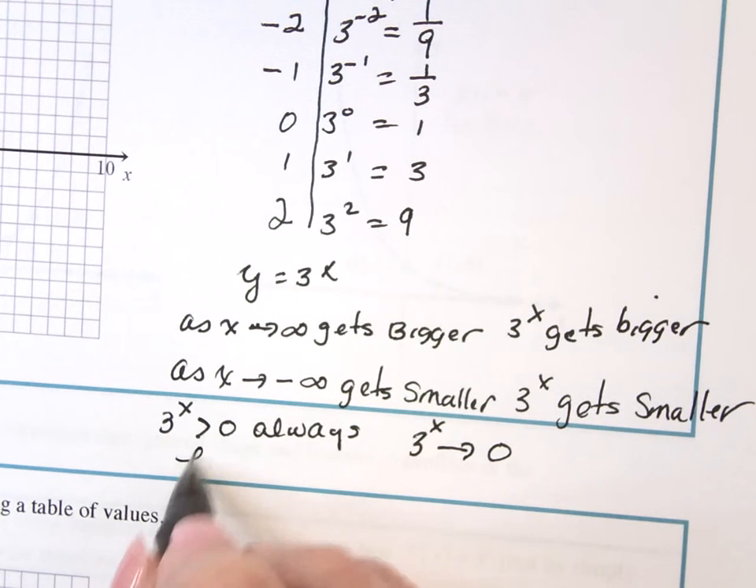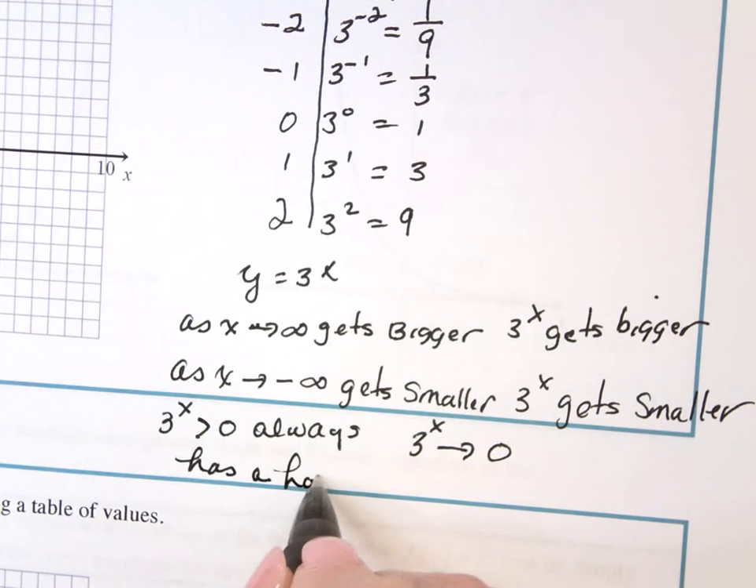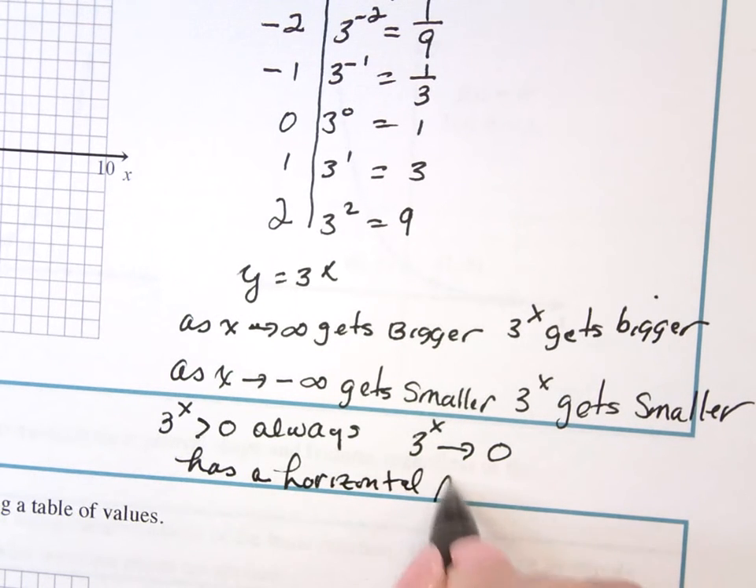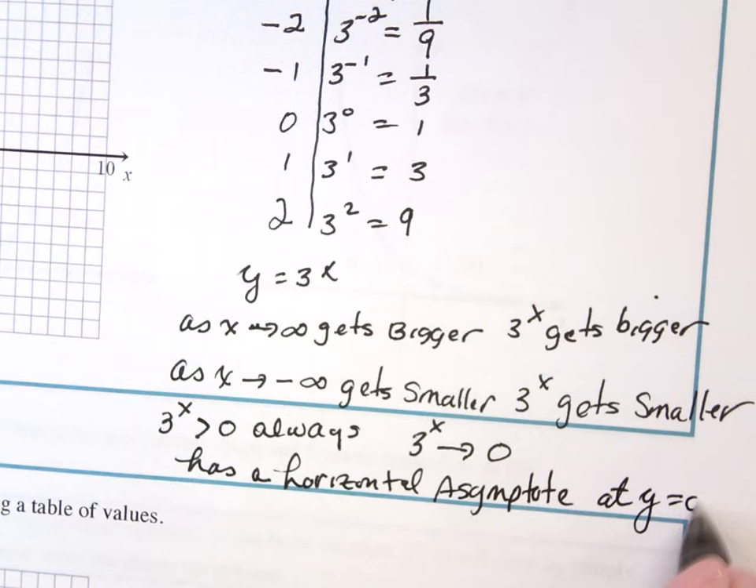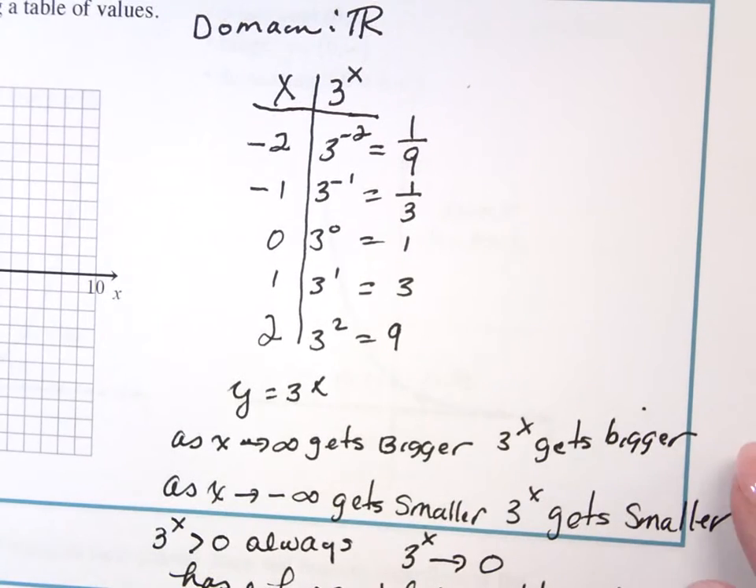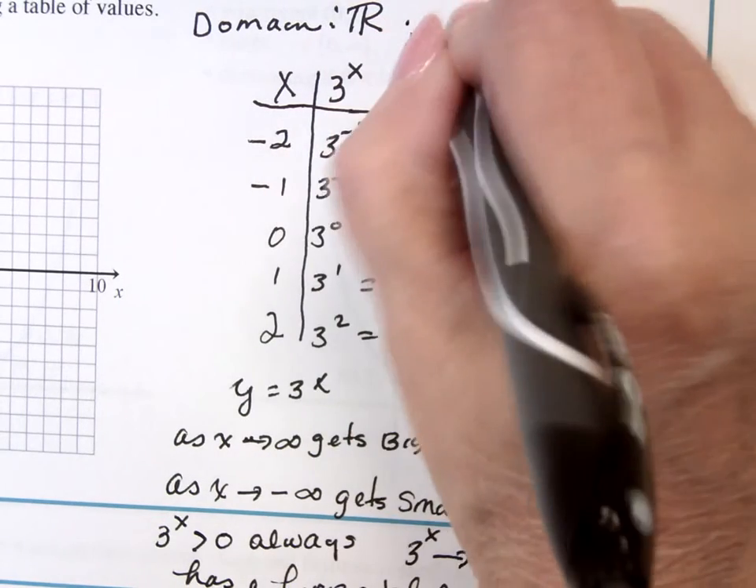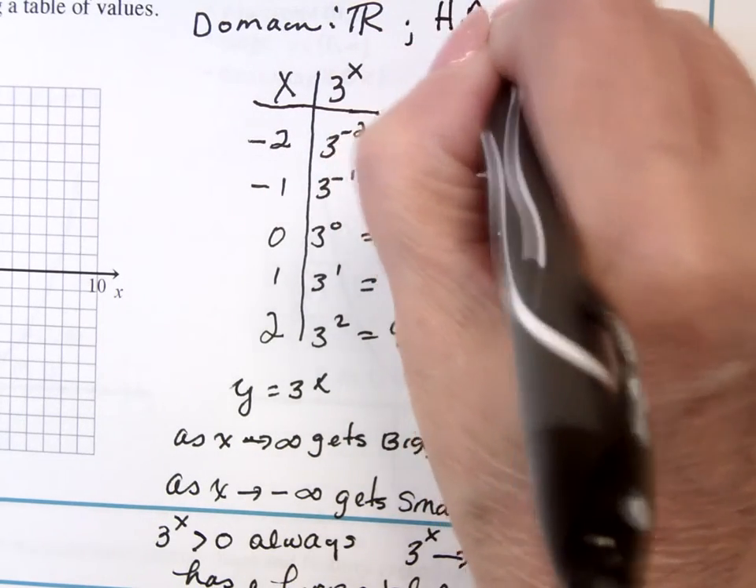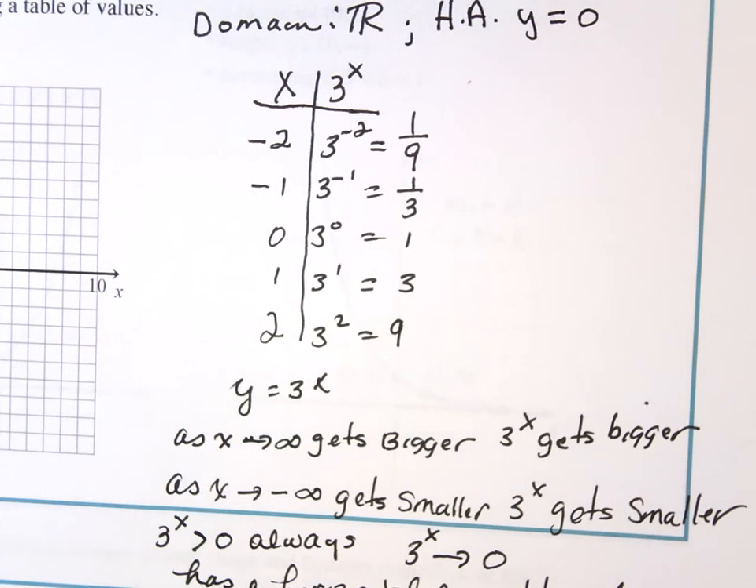So this means he has a horizontal asymptote at y equals 0. That's going to be a characteristic of the exponential function, the basic exponential function. Because when you do transformations, asymptotes will travel with the function. So what do we know about the exponential? We know his domain is all real numbers, and he has, I'm going to call him an HA, horizontal asymptote, at y equals 0.